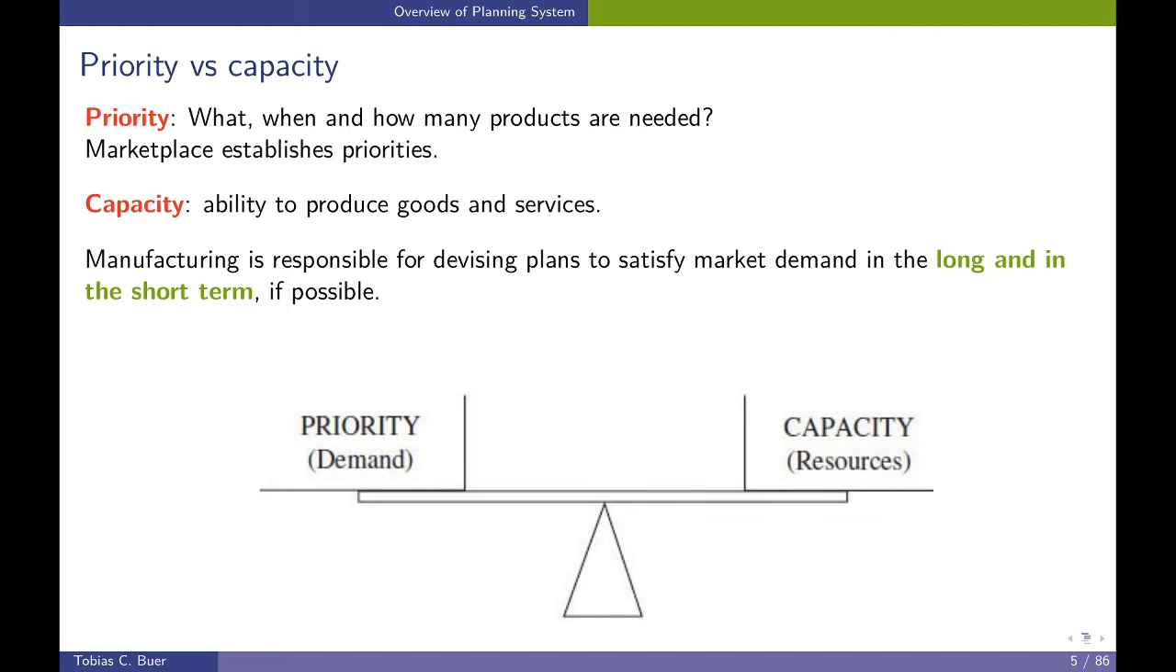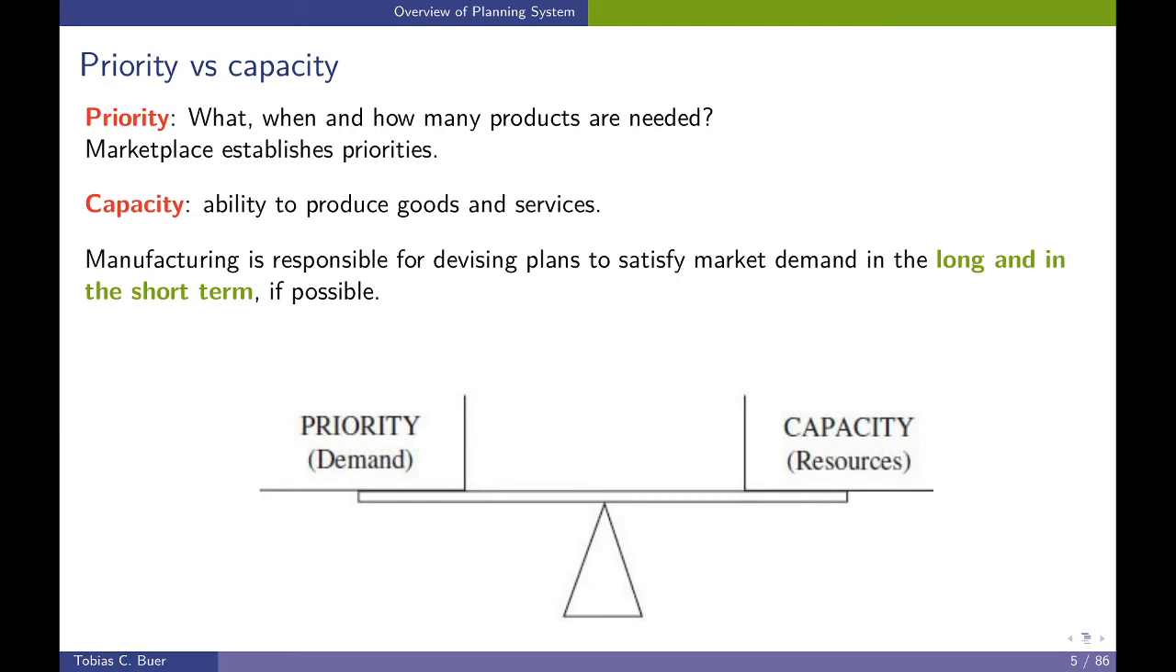In production planning, we always have a trade-off between priority and capacity. You see this on this picture. Priority and capacity should always be balanced. So if we put too much emphasis on priority, then the left side will go down and uplift the capacity. If we have too much capacity, the priority side will go down. Here priority reflects the demand side and capacity reflects the resources side.